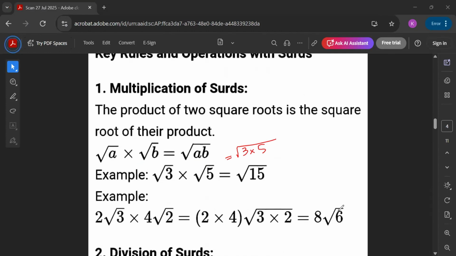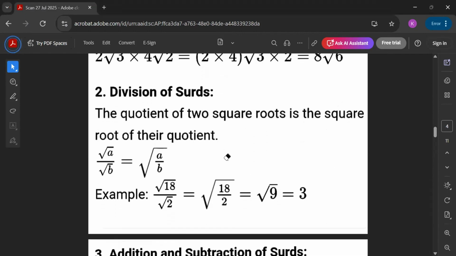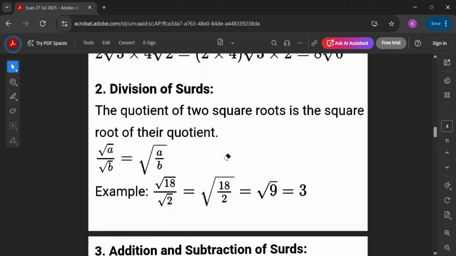We must have an idea that if there is a plus sign, as we will see further, then the 3 and 2 cannot be added. But in case of multiplication, we can multiply them. Okay, then we have division of surds. There's the rule: square root of 18 divided by square root 2, we can write it down in a single big root, 18 upon 2. Then after doing the cancellation, 2 ones are 2 and 2 nines are 18. Now square root 9, obviously it's a perfect square, so square root of 9 is 3. That's how we can get our answer.